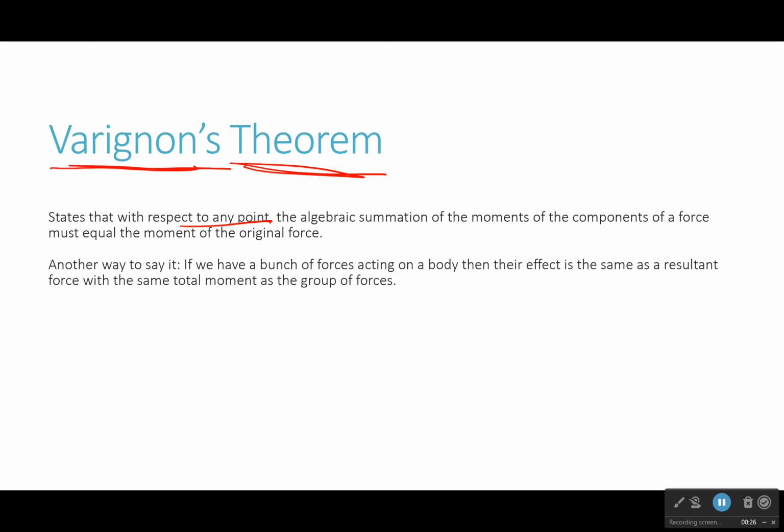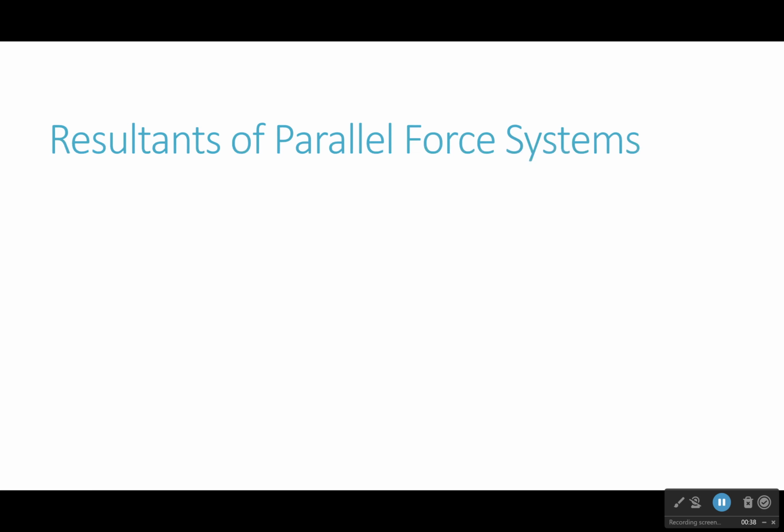So another way to say it is, if we have a bunch of forces acting on a body, then their effect, like all those forces, is the same as a resultant force. So one force that has the same total moment as a group of forces. So let's look at this and really see how it looks.